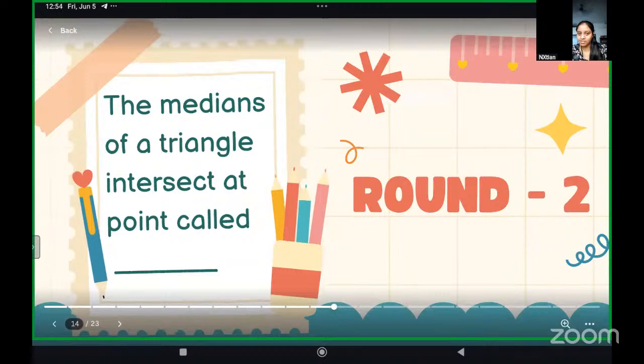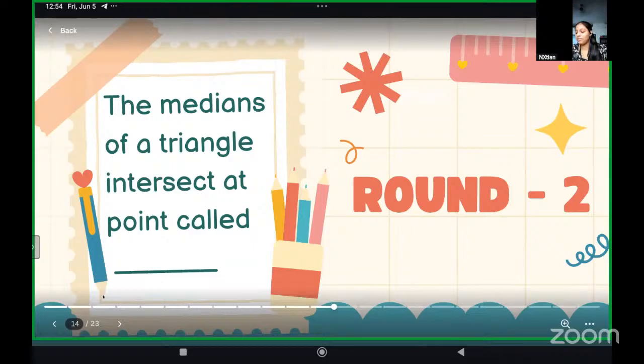So I give you 1 mark. For center, the answer is centroid, not just center, centroid. Third round, Zoe, your isosceles triangle answer was correct. So that is 5 points. Good work, Zoe.